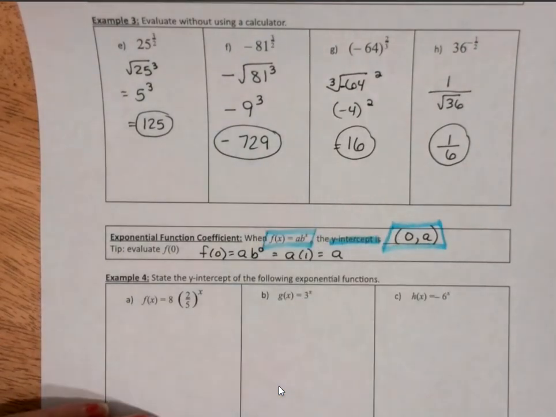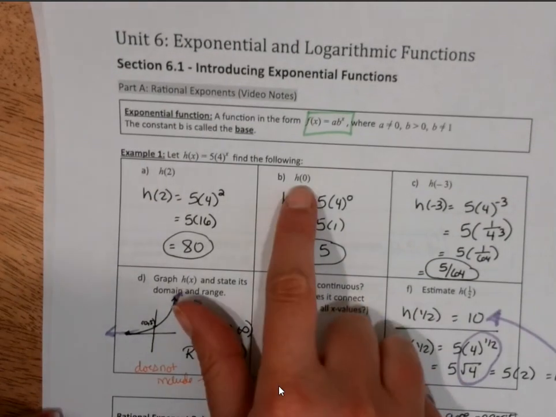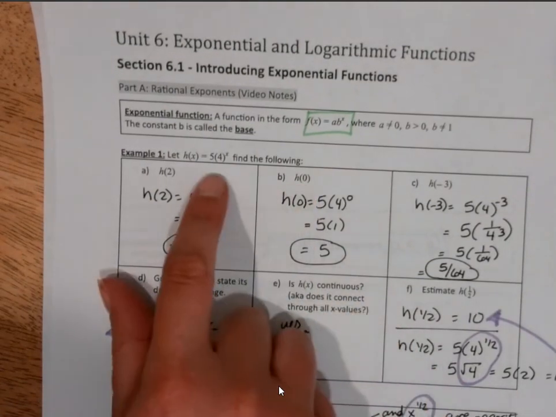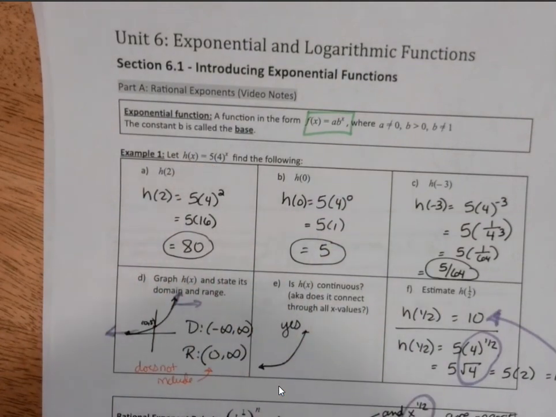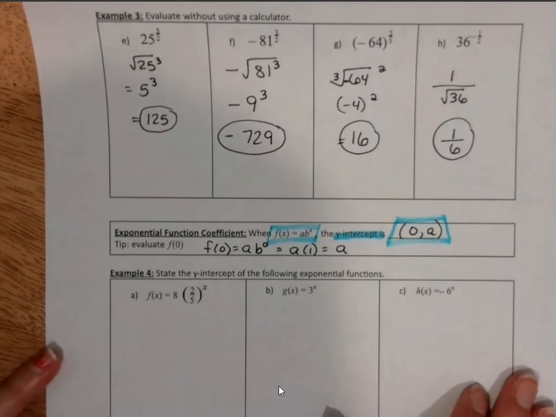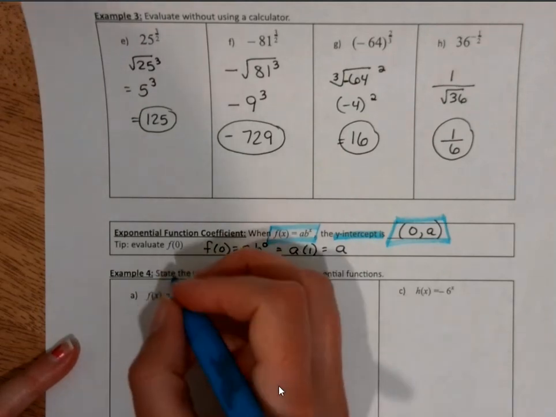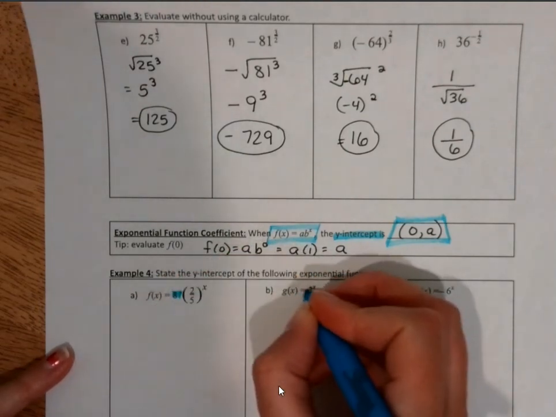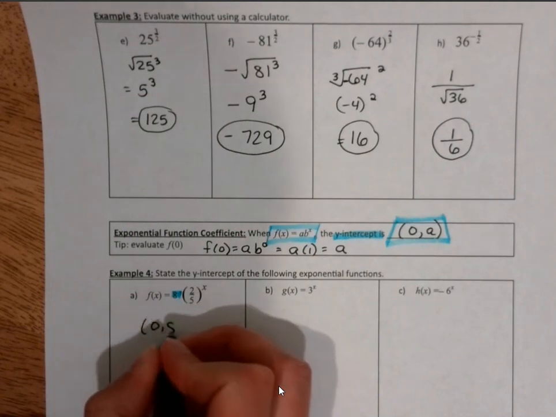Now just a quick look back at the previous page. You may not have noticed that, but when I plugged in 0 to the h function, I got 5, and 5 was the a value, because the 0 power turns the base into a 1. So I can state the y-intercept of these without doing more than looking at their a value. The a value is 8 in the first one, so the y-intercept is 0, comma 8.